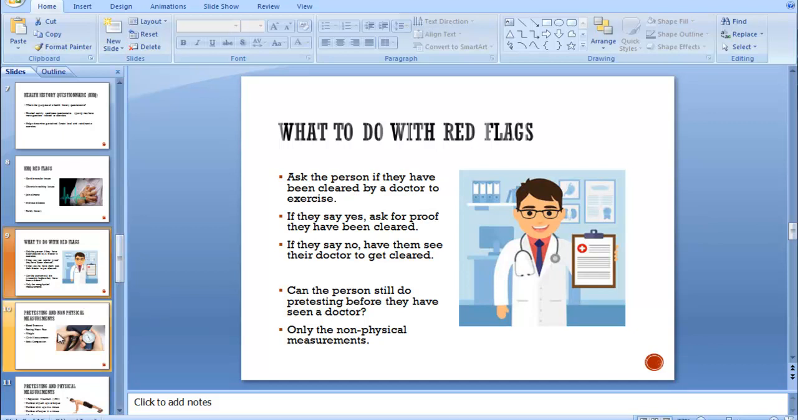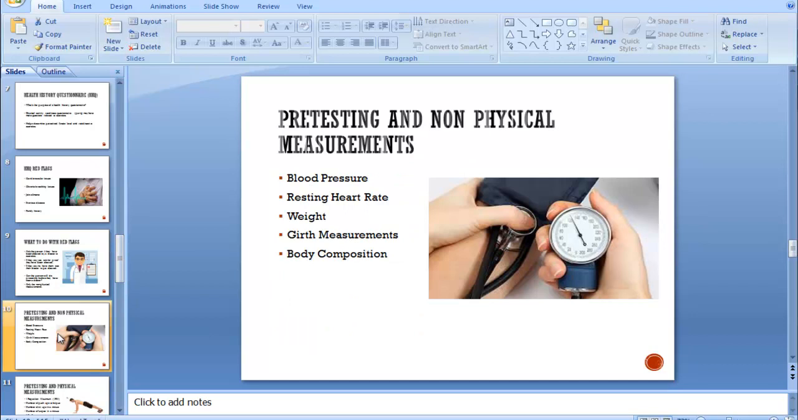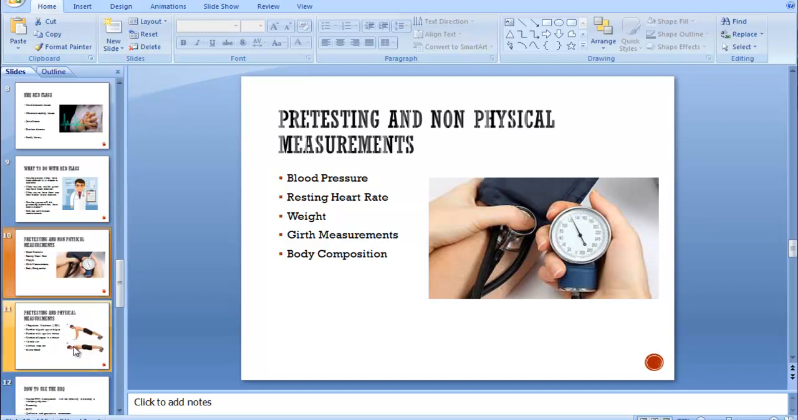Alright, so let's go here. Some of the non-physical measurements would be blood pressure, resting heart rate, weight, girth measurements, and body composition. All of those can be done without getting extremely high heart rates. We don't have to worry about anybody getting hurt doing those.